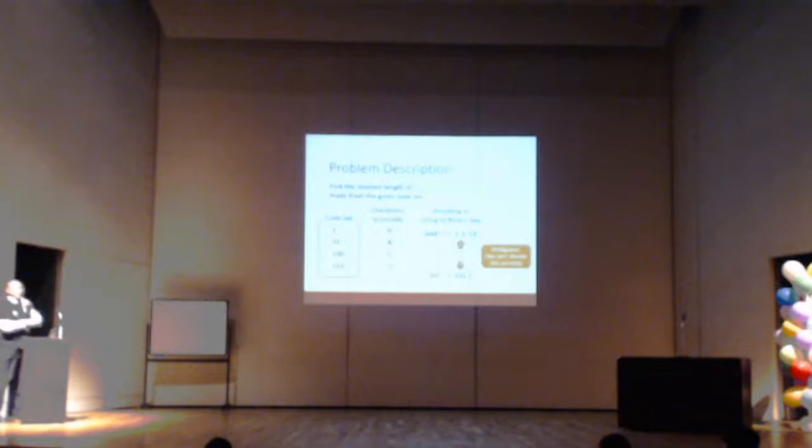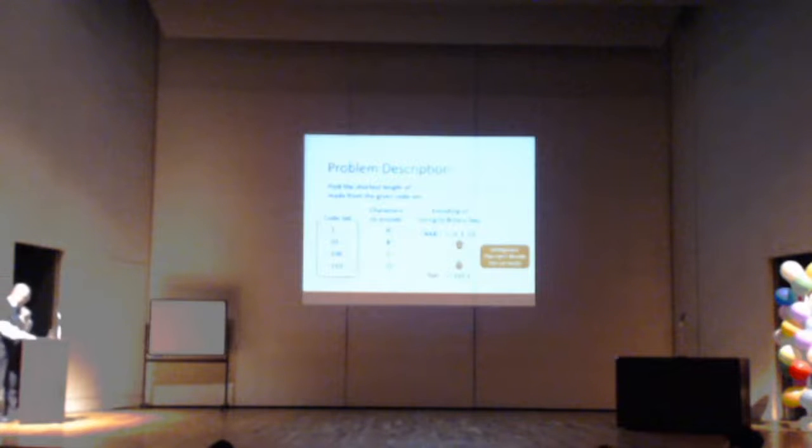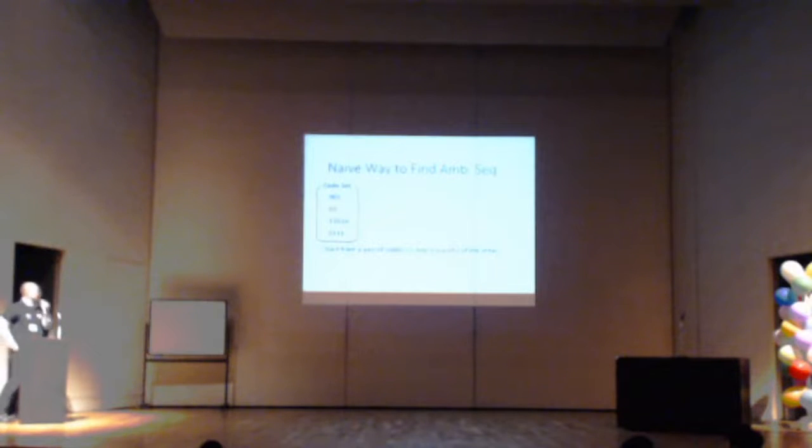So this is ambiguous, and actually you can't decode this binary sequence into a correct one because of this ambiguity. So the problem is to find the shortest such ambiguous sequence. And here is a naive way to find an ambiguous sequence.